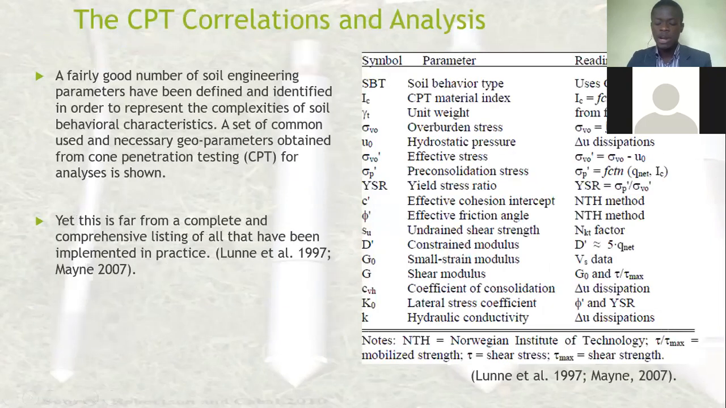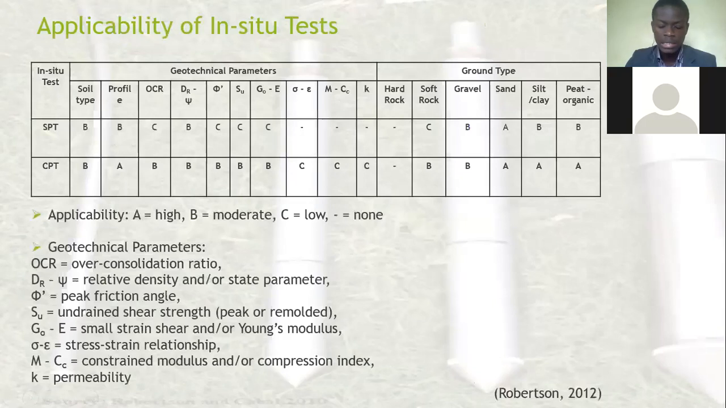A number of soil parameters and behavioral characteristics of soil can be gotten from the CPT, like the SBT, the Ic, which is the material index, the unit weight, effective friction angle, and many other parameters. This slide shows the applicability of the parameters derived from the CPT test. Most of the applicability is high to moderate for soft to organic peat materials, which means the test is reliable when you want to get geotechnical parameters.